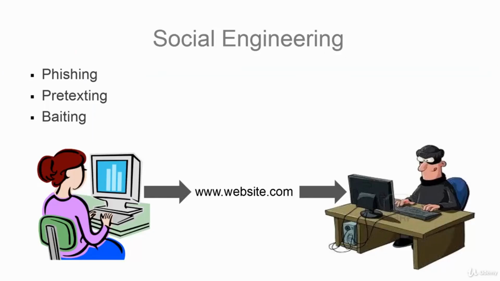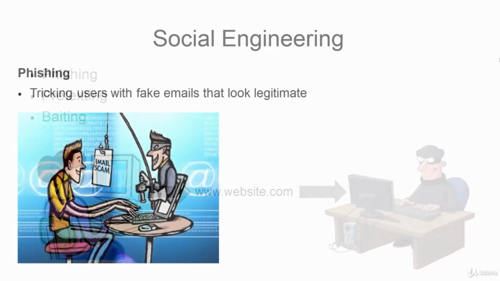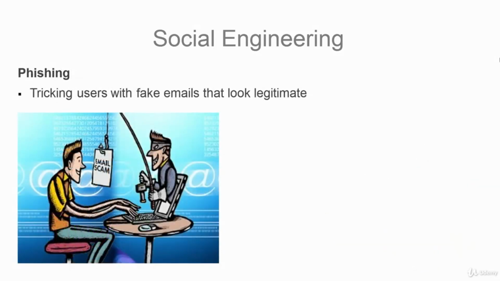Social engineering has become the most common attack method. With these attacks, hackers can use emails and websites to try to steal information from users. Phishing is a social engineering attack that uses emails to trick users into clicking on malicious links or attachments. Let's hop into the Kali lab and I'll demonstrate how an attacker could use a phishing attack.